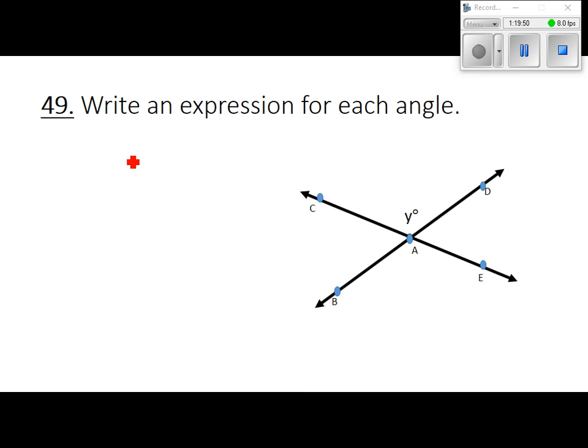Problem 49: Write an expression for each angle. So all we're going to do is write an expression for each angle. Well, if this angle right here is y, the one vertical to it has to be exactly the same as it, so it's just going to be y.